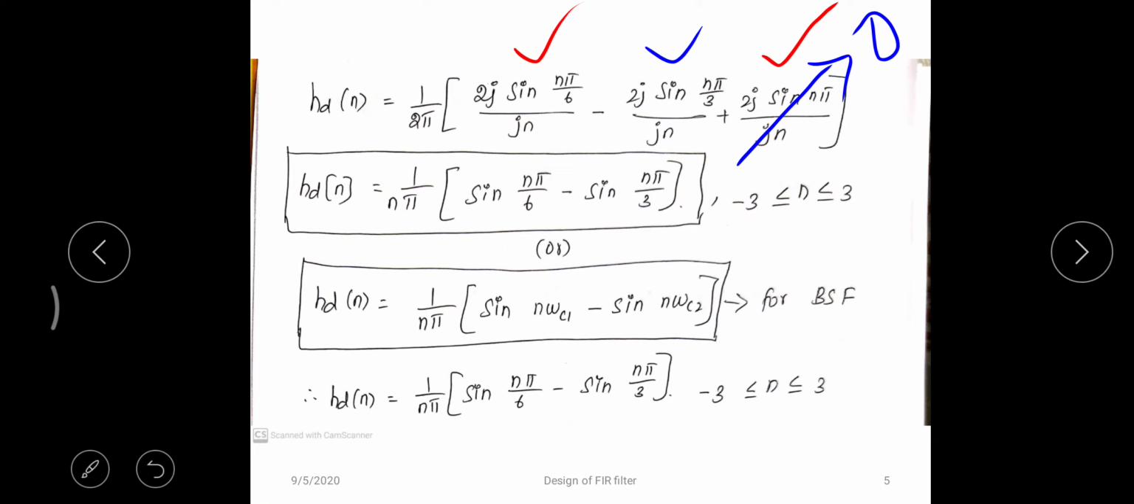The other way is a very short shortcut method. For any band pass filter, just look at this. The desired impulse response is given as 1 by n pi, sin of n omega c1 minus sin of n omega c2, where omega c1 and omega c2 represent cutoff frequency 1 and cutoff frequency 2 in terms of radians per second.